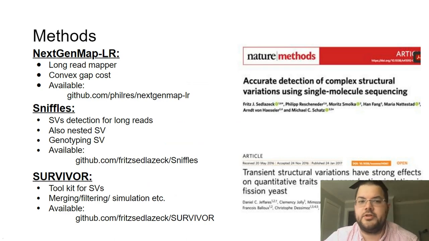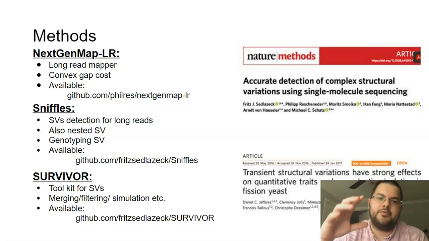In terms of tools, what did we use? We used NextGenMap-LR, which is a long read mapper and has a very precise way of aligning these long reads, because it uses a convex gap cost model and a new way of splitting these reads. It's available here on GitHub, and we use this together with Sniffles. Sniffles is a structural variant caller for long reads. It can identify all different types of structural variants, including nested or complex structural variants, and it also allowed us to genotype the structural variants across the population.